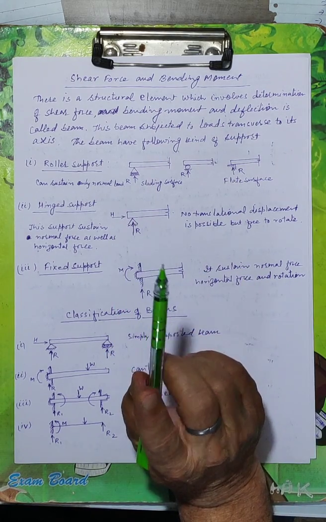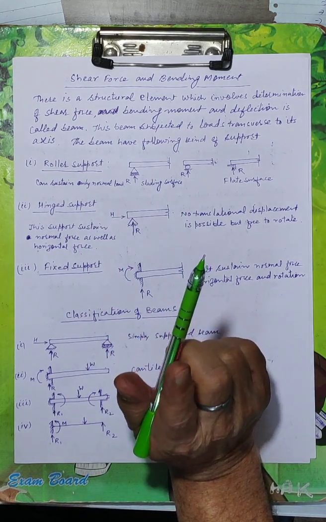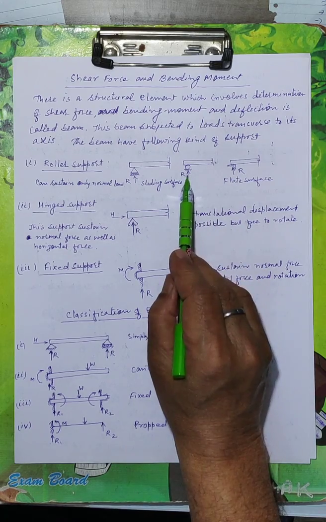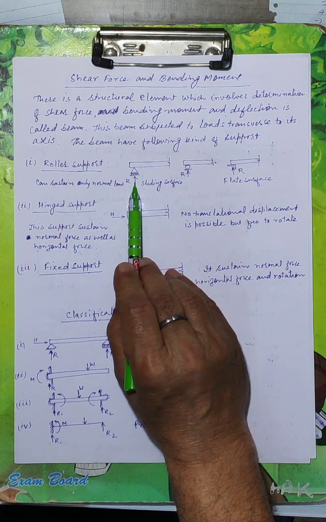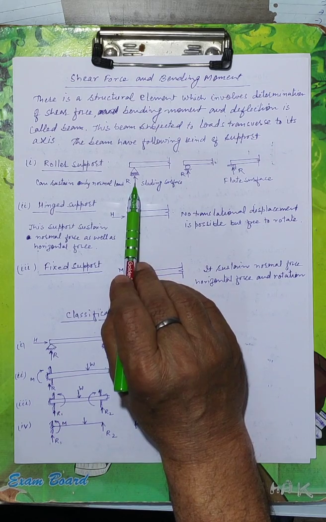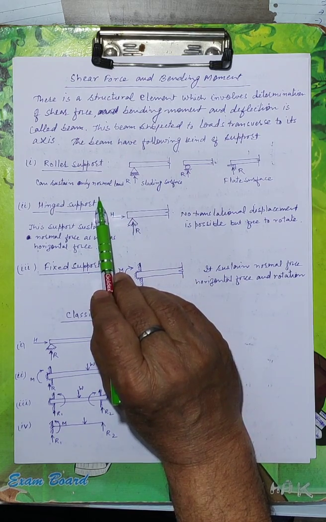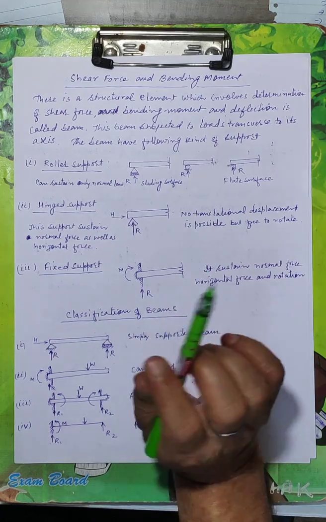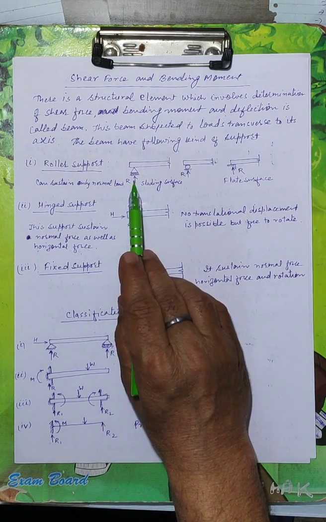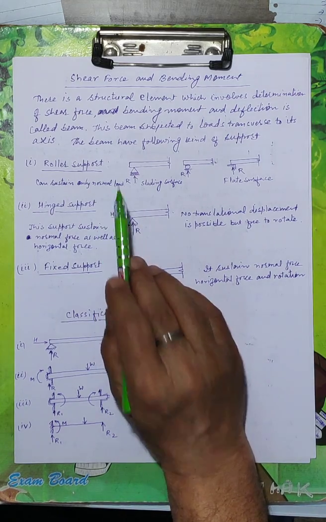This support, try to understand, this support sustain only a force normal to this surface. This is R. Reaction. This sustain only this normal support, normal load. Only force normal to this flat surface, we can see. This is roller support. Only one characteristic is there, that is normal support or normal load.